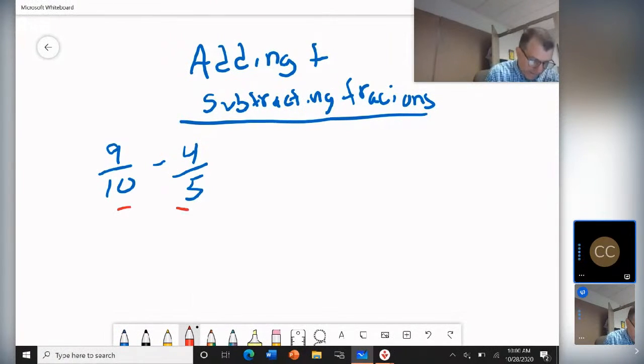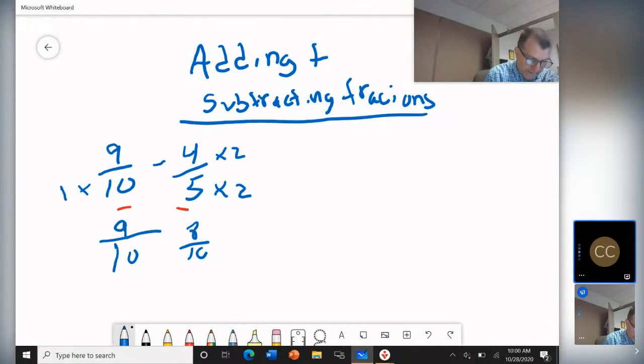obviously these bottom numbers are different. This one's going to be pretty basic because we're going to know 5 goes into 10. So 10 is going to be our common denominator. And 10 times 1 is 1, so we're not going to change that. That's going to be 9 tenths. And this one, 5 times 2 is 10. So if we multiply the bottom, we're going to have to multiply the top. So it's going to be 8. Then we're just going to have 9 minus 8 is going to be 1 over 10.